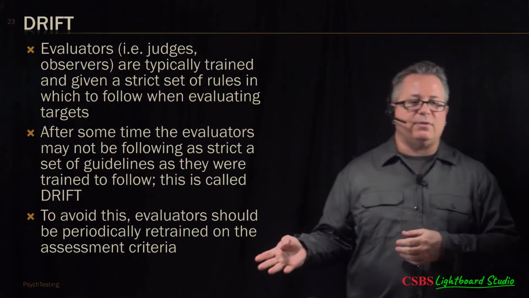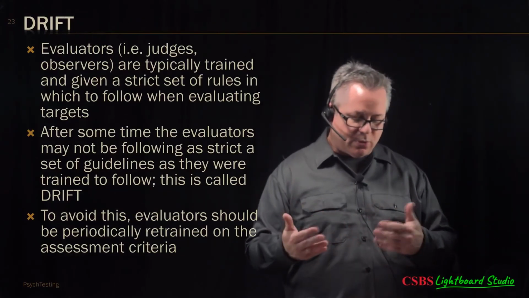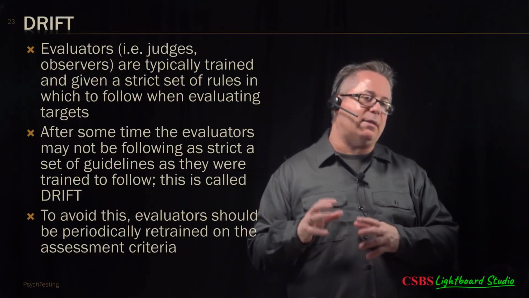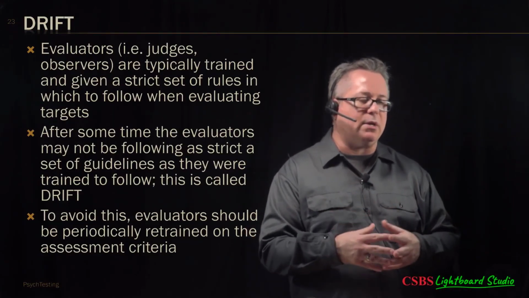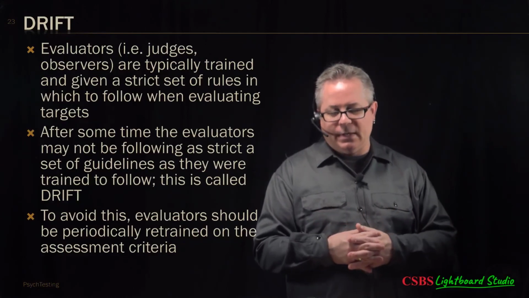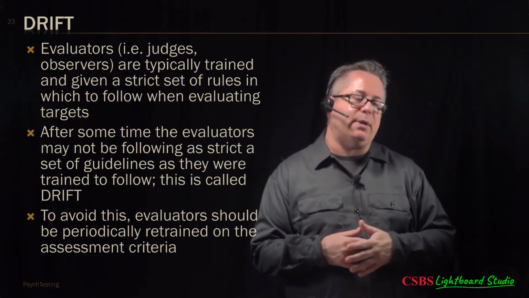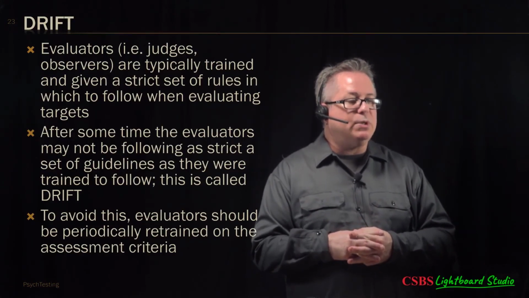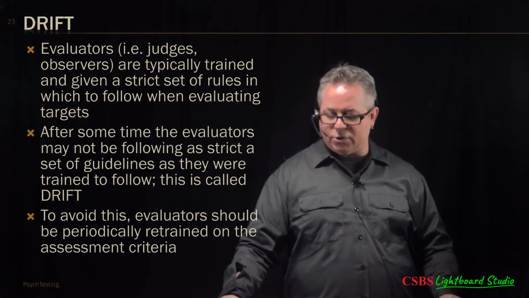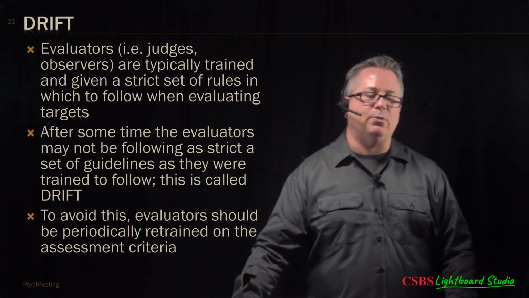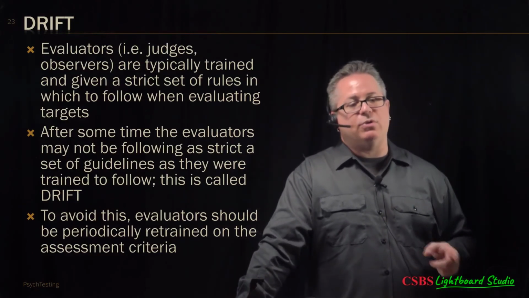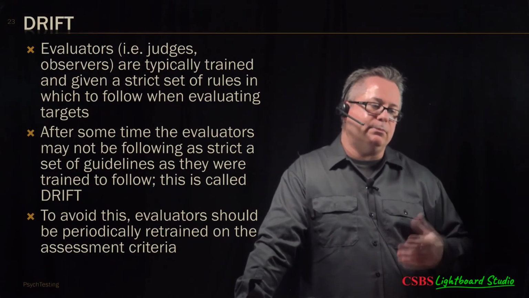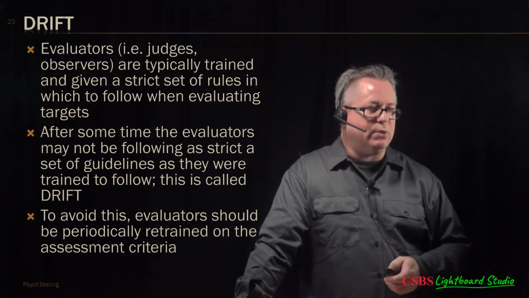To avoid this, there's something they're supposed to go through. When you first are trained, they call that the calibration period. You're being calibrated on a rubric, on some kind of assessment. After a certain period of time, depending on what it is and how complicated it is, you're supposed to recalibrate. So judges are supposed to go through a recalibration period where they're retrained to make sure that they're applying it the same way they used to, and to avoid drift. That's what the retraining is called, this sort of recalibration.